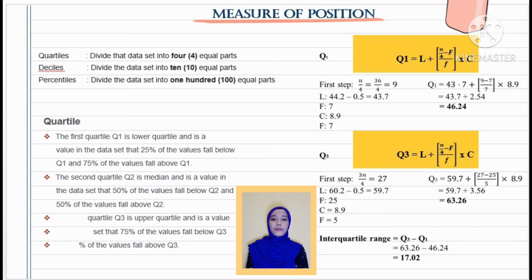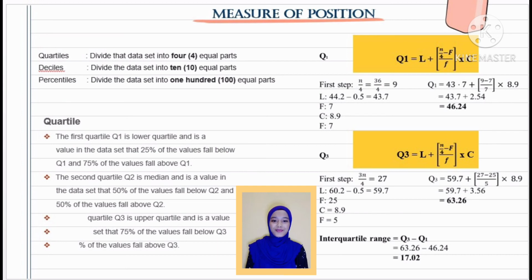63.26. And for the last, the interquartile range is Q3 minus Q1. That is 63.26 minus 46.24 and the answer is 17.02. That's it for the measure of position from me.